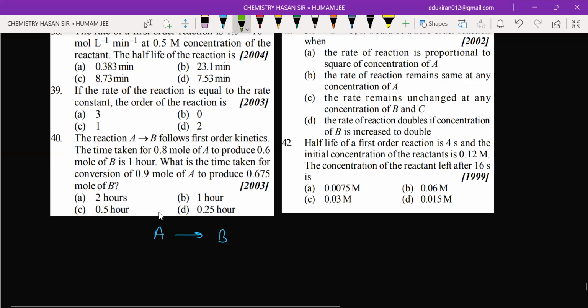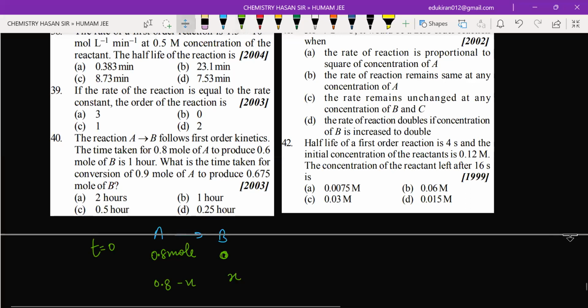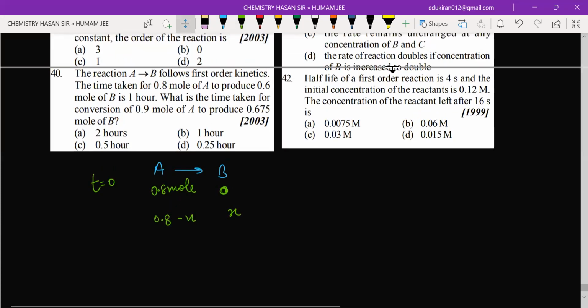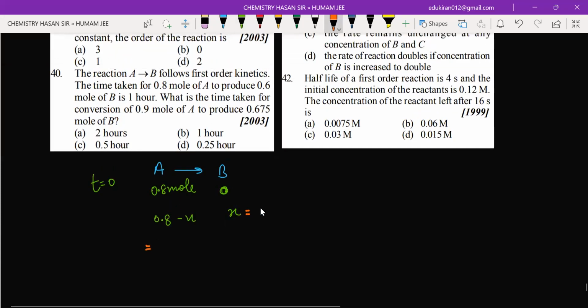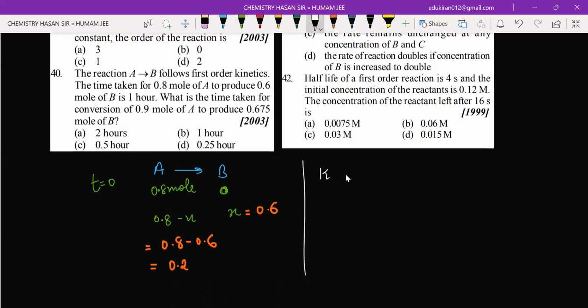So what I'm going to do, very simple: A and B, and let's say this is your 0.8 mole of A. At that time B is 0, when T equals 0. But after some time A will be 0.8 minus x. So here the formation is x. And x is given as 0.6, right? If you put the value 0.8 minus 0.6, what will be the concentration of A left? 0.2, right?